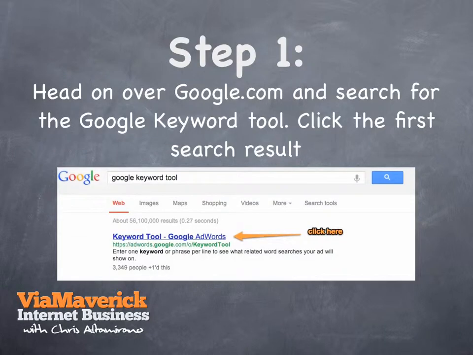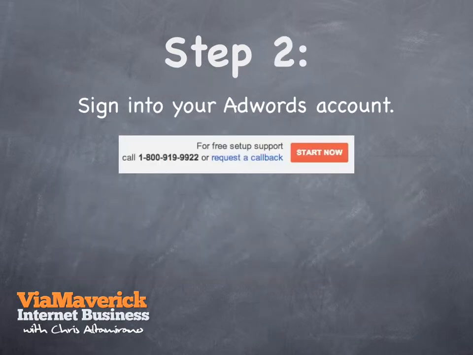So step one, head on over to Google and search for the Google Keyword Tool. It's going to be the first link. Go ahead and click that. Step 2, sign into your AdWords account. If you don't have an AdWords account, just use your Gmail account and then Google will prompt you to create your AdWords account. If you don't have a Gmail, create that. Go for it, make it happen.